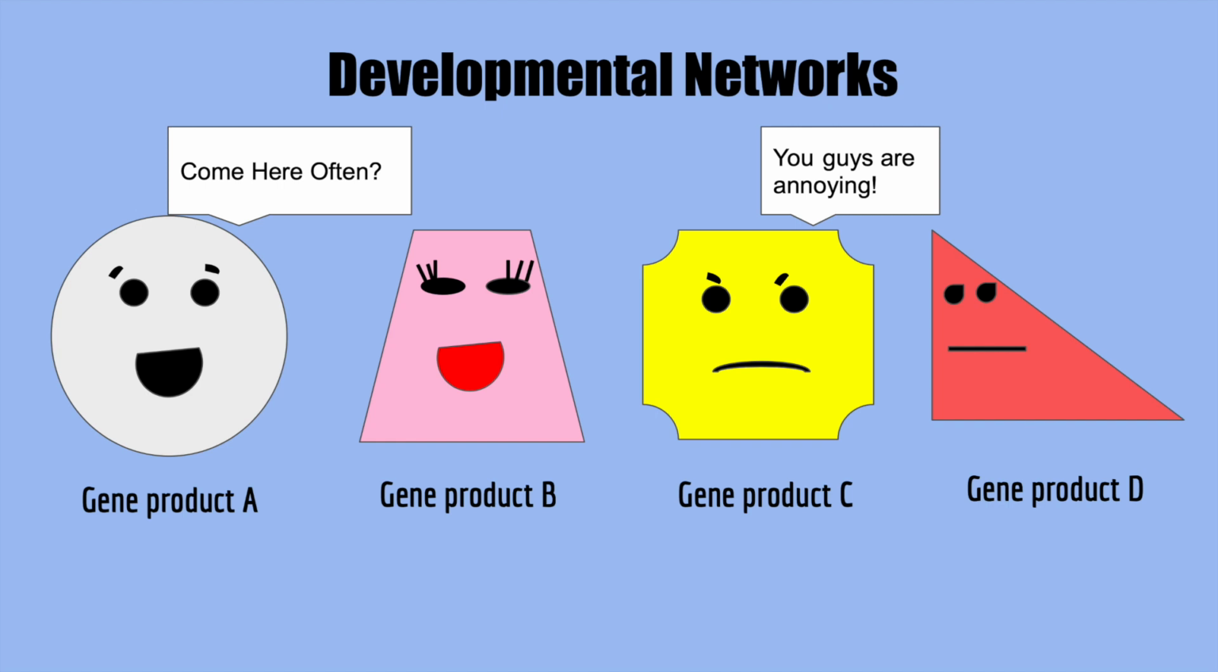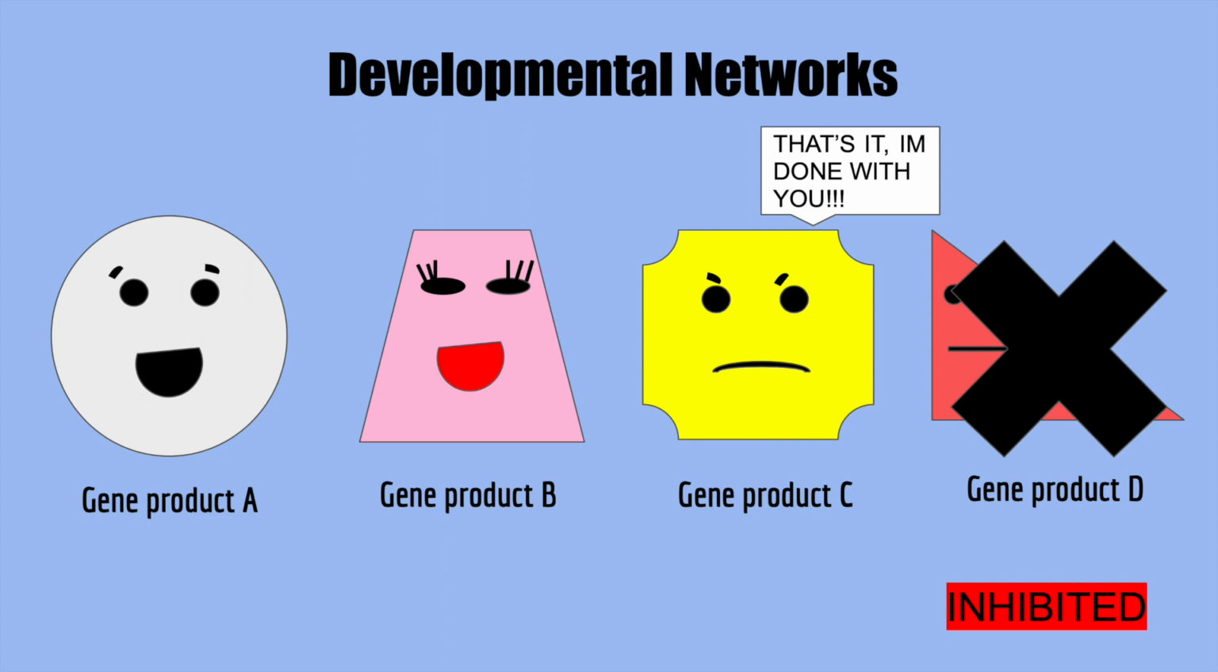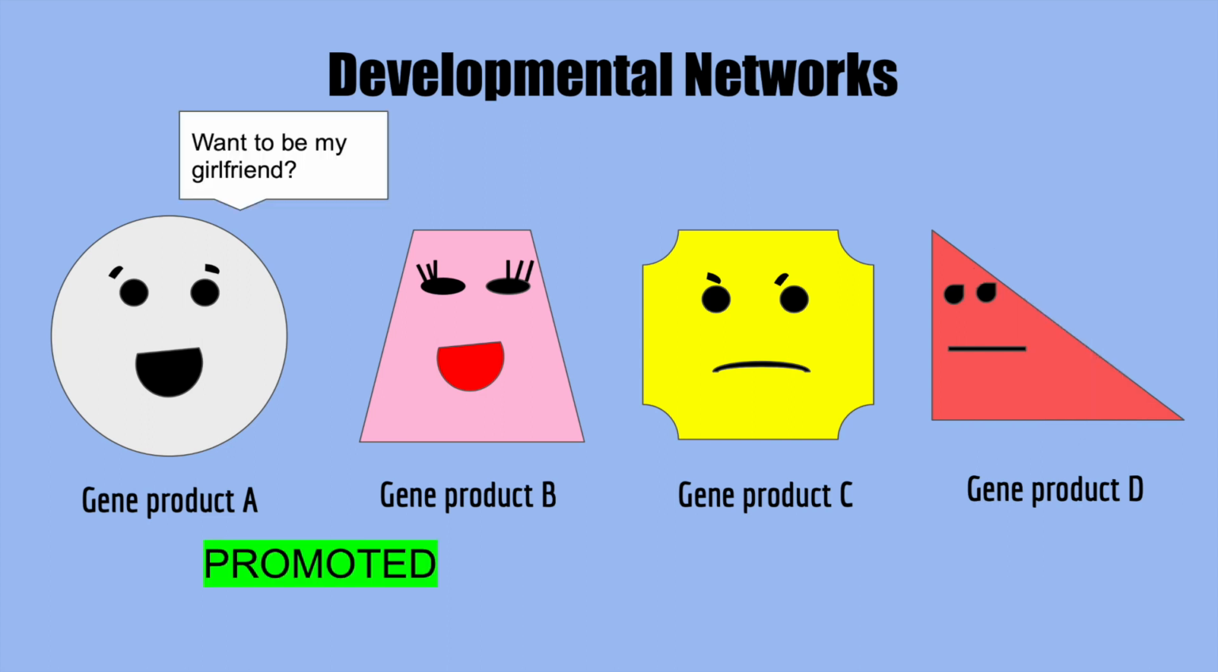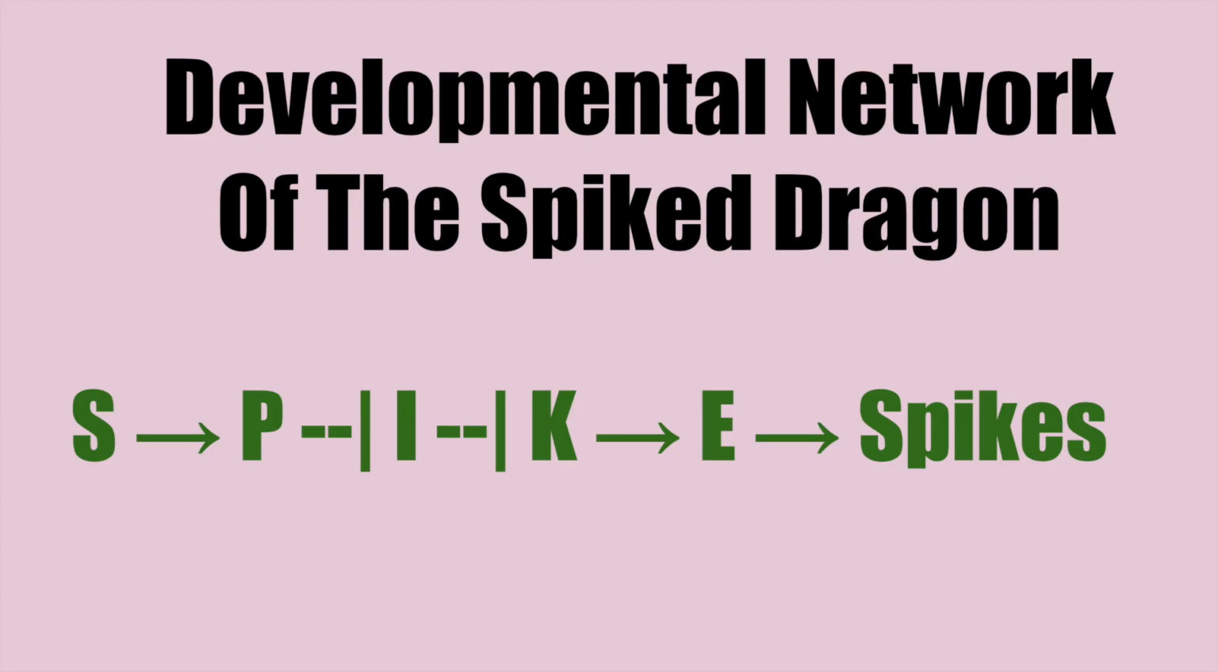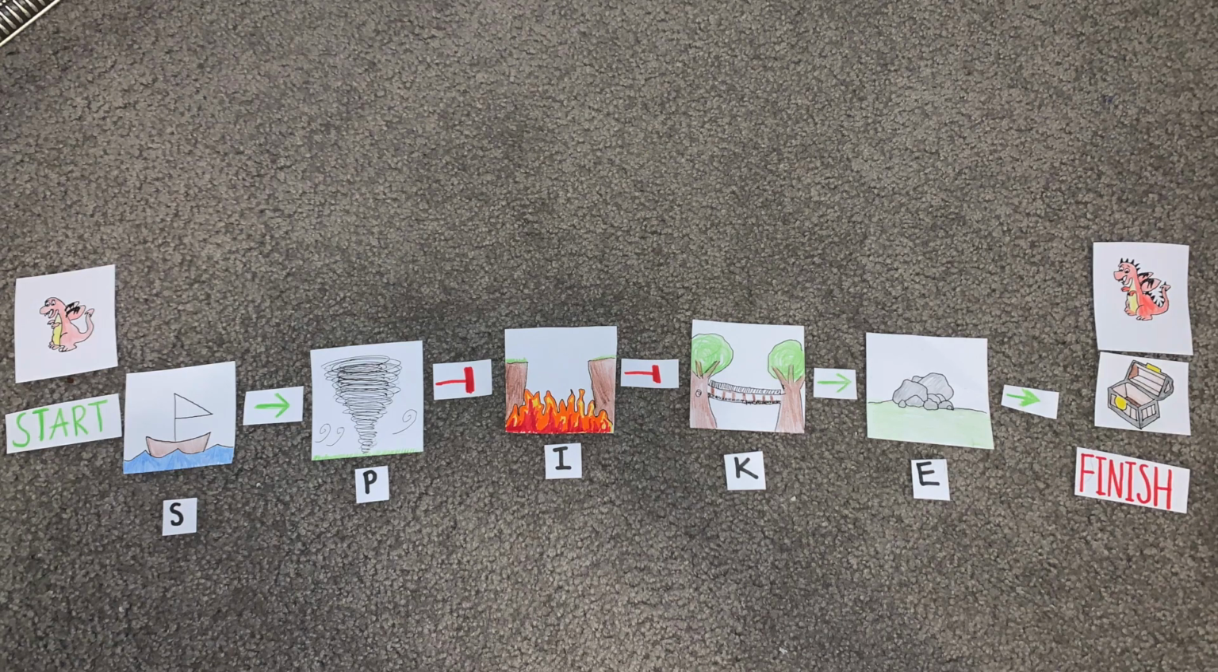Developmental networks show a collection of gene products that can interact with each other. Each gene product in the network either inhibits or promotes the transcription of another gene product in the network. Today we are going to be looking at a developmental network in the spiky dragon. Let's think of this developmental network as a map to a special treasure that we wish to obtain, spiked cells.